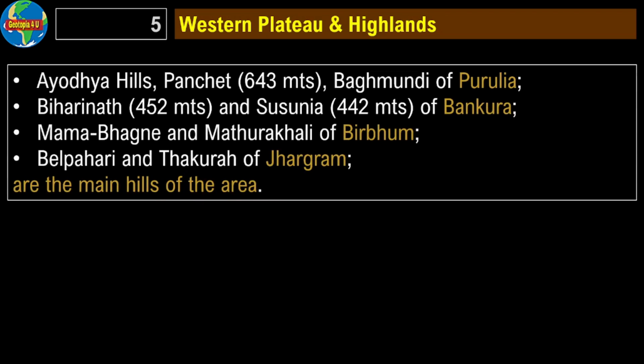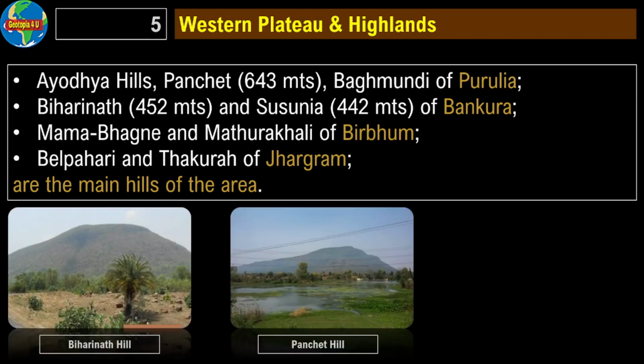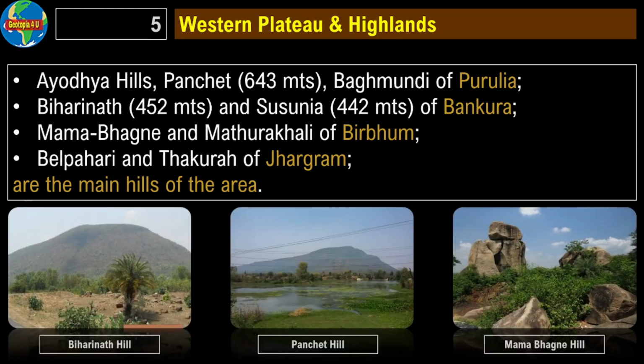Ajodhya Hills, Panchet, Bagmundi of Purulia, Biharinath and Susunia of Bankura, Mama Bhagne and Mathurakhali of Birbhum, and Belpahari and Takura of Jhargram are the main hills of the area. In these three pictures, you will notice the Biharinath Pahar, Panchet Hill and Mama Bhagne hills of this region.